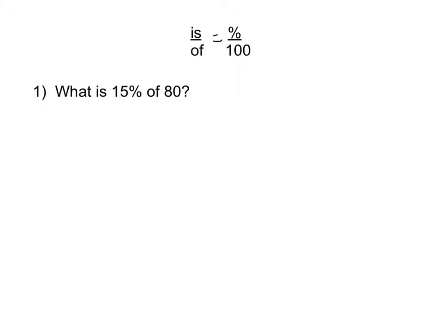I am going to solve all three of the problems on the previous page by using the is over of statement. The very first problem that we were given, what is 15% of 80: the is the what. That's what I don't know, so I'm going to put an x for that. The of is the 80. So I have x over 80 is equal to 15, which is what's attached to the percentage sign, so it's 15 over 100.